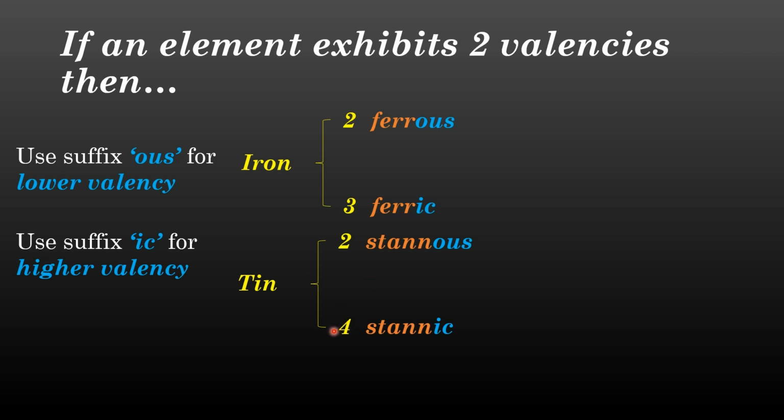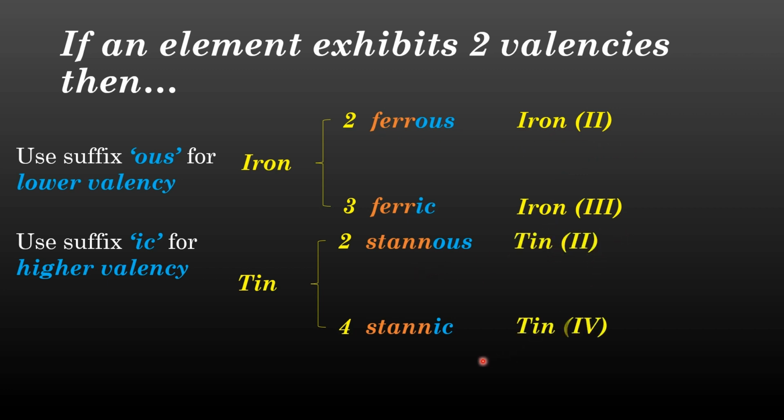Similarly, tin has variable valency 2 and 4. Its Latin name is stannum. So you call it stannous or stannic. But nowadays, IUPAC has given different names: you will use the English name only and represent the valency in brackets with a Roman numeral. So for example, ferrous you represent as iron(II), ferric as iron(III), stannous as tin(II), stannic as tin(IV).